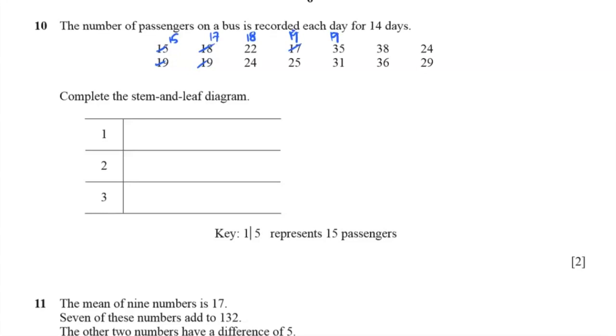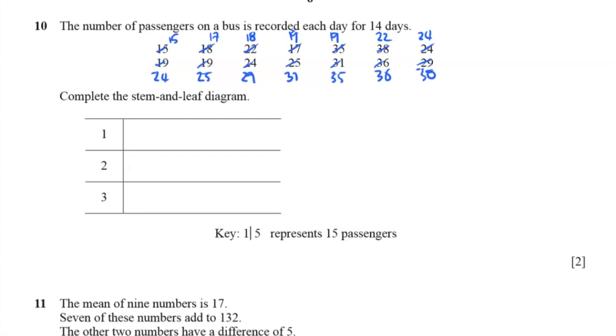Then we look and see 22, 24, 24. Then 25, 29. I cross them out so I can see if I make a mistake, and I write them next to the numbers again. So if I make a mistake, it becomes very obvious when I don't have enough numbers or I have too many numbers. 36 and 38.